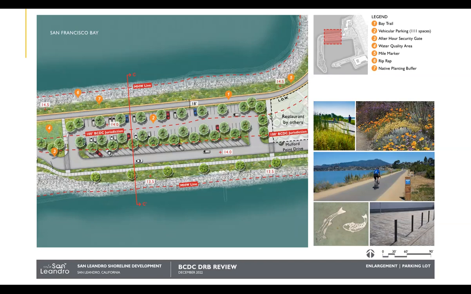The intent is to maintain the 18-foot wide Bay Trail at this point, continuing to the west as we loop down Mulford Point. We also have the native planting buffers that would be included at the top of the riprap, separating the trail system.